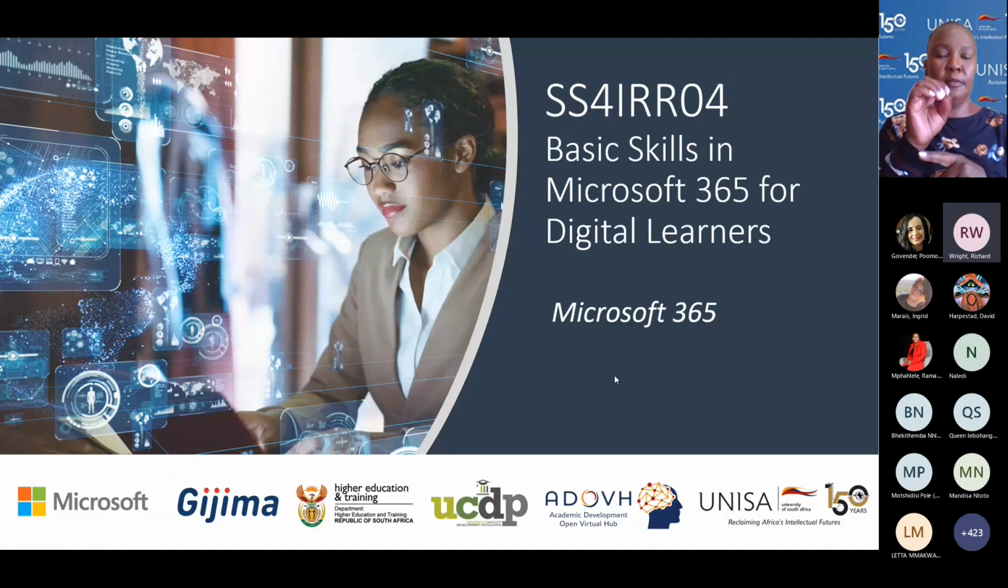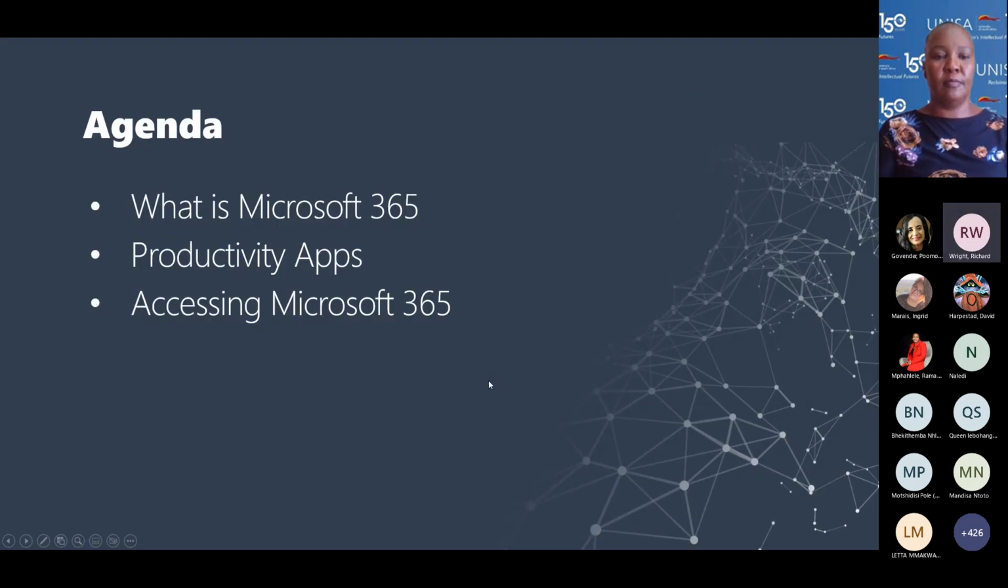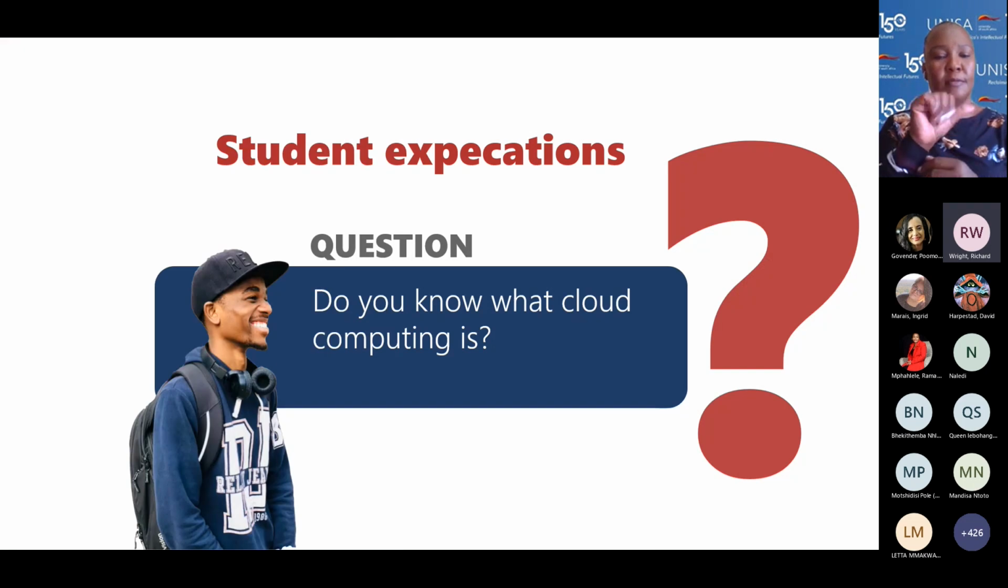So in this section, we're going to start off with Microsoft 365: what it is, and also how to get your access to it, so that when we do the other activities, you are ready and activated. What we're going to be covering is what is Microsoft 365, what productivity apps it contains, and how to access your Microsoft 365 account.